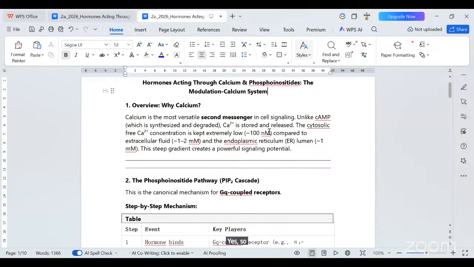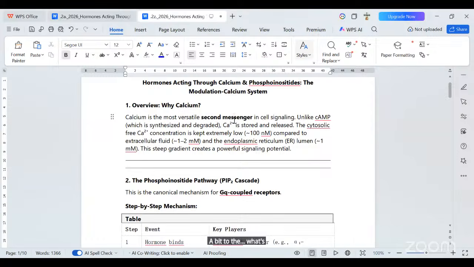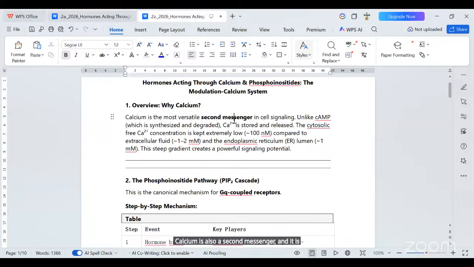So back to our lecture. We talked about secondary messengers last week, and we are continuing today. So calcium is also a second messenger. And remember, we said hormones were the first messengers. We said cyclic AMP was a second messenger. In addition to the second messengers we listed last week, calcium is also a second messenger, and it is the most versatile second messenger in cell signaling.